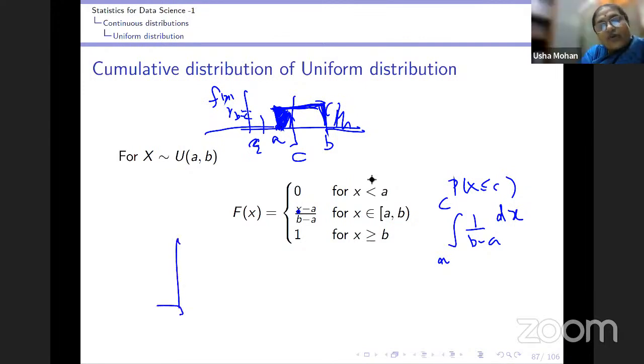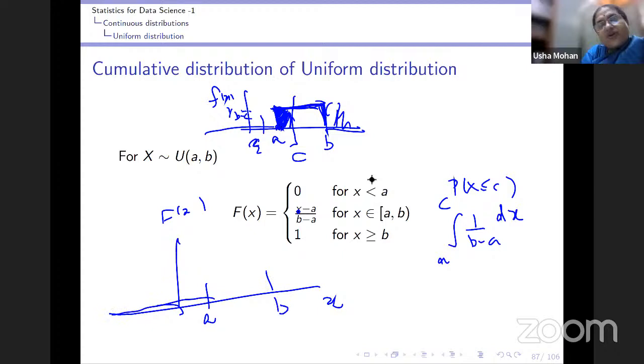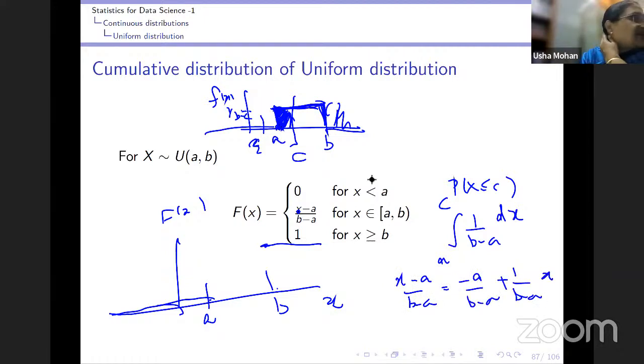Now, if I have to plot this function over all x, f of x, till it hits a, what is the value of this function? 0. Beyond b, what is the value of the function? 1. For x between a and b, would you agree that I can write x minus a by b minus a in this way: minus a by b minus a plus 1 by b minus a times x? Can I write it in that way?